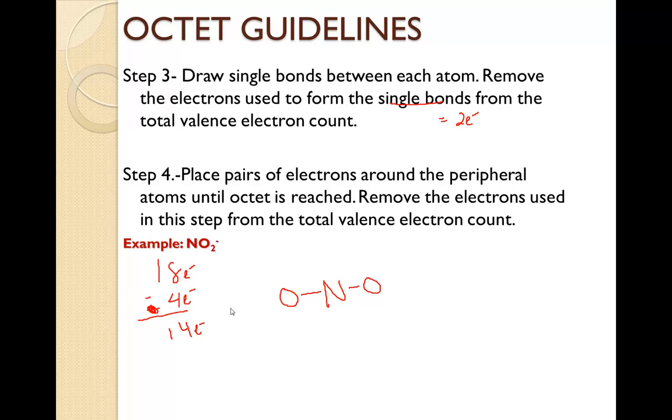Place pairs of electrons around the peripheral atoms until the octet is reached. So we have 2 electrons here. To get up to 8, we need 6 more. We have 2 here. We need 6 more. So there's our 8. There's our 2 octets. 2, 4, 6, 8, 10, 12 total. We have 2 electrons left in this set.